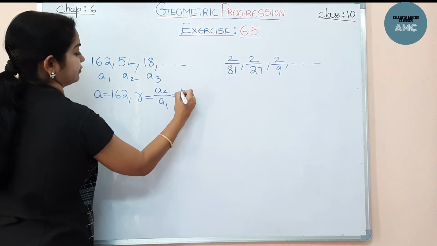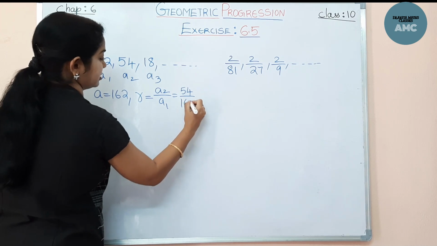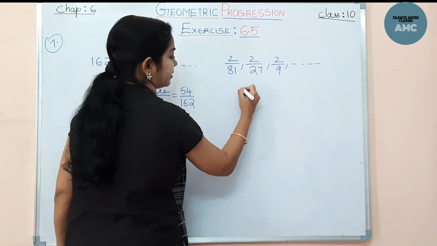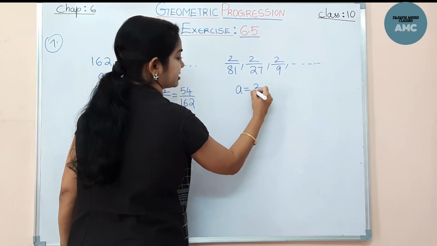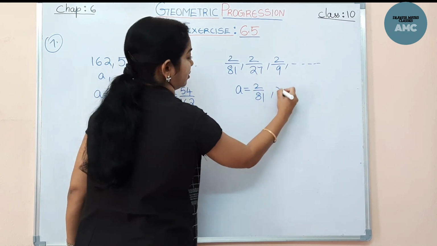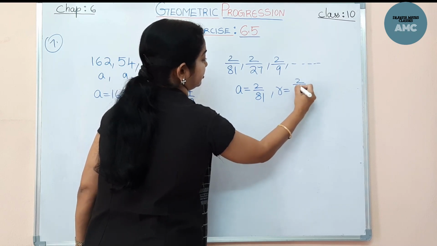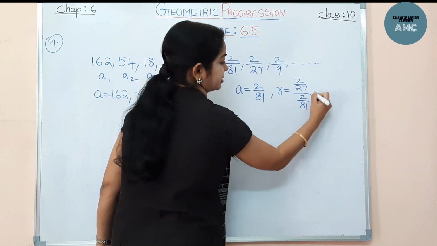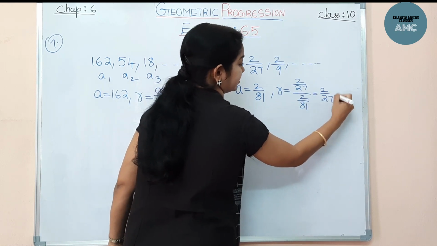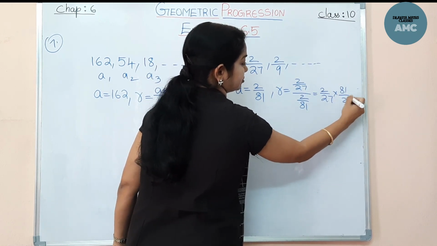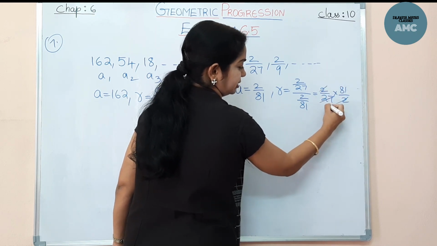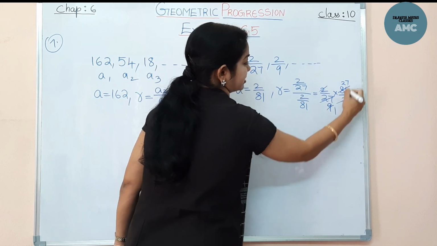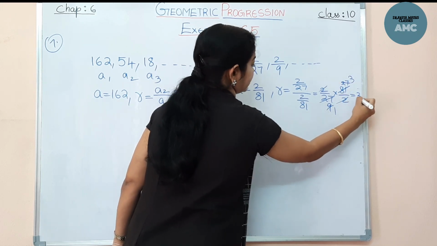So that means 54 by 162. Keep it as it is. Then again here we will write the A value for the second series. Now the common ratio is A2, that is 2 by 27, directly I am applying here 2 by 81. This comes to 2 by 27 into 81 by 2. 2 gets cancelled with 3 table. 3 9s are 27, 3 27s, 9 1s, 9 3s. So R is 3. Okay.